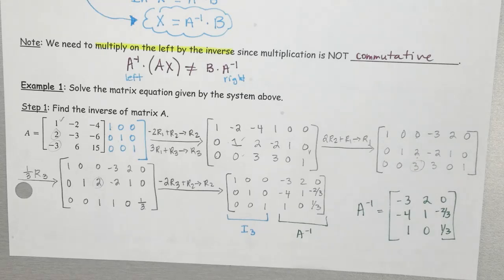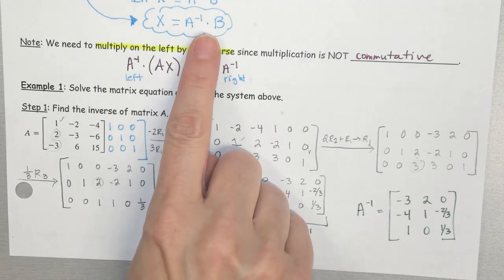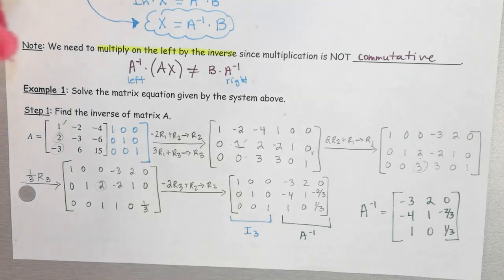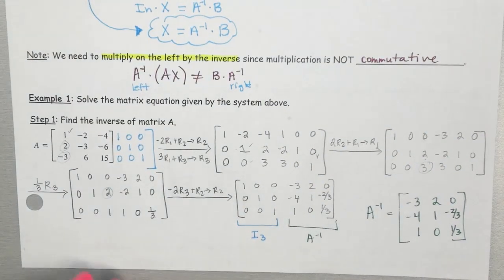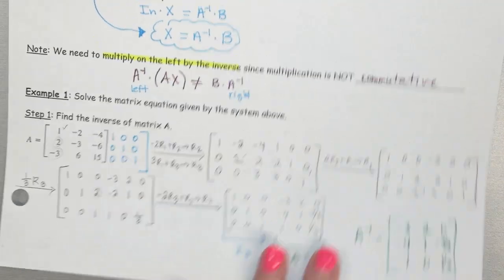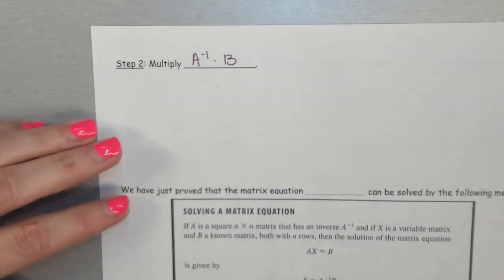Okay, so the first step is finding the inverse, and that's because you need to multiply A inverse times B. So we're going to multiply A inverse times B. That's also something we already know how to do. So we're doing the inverse multiplied by the matrix.